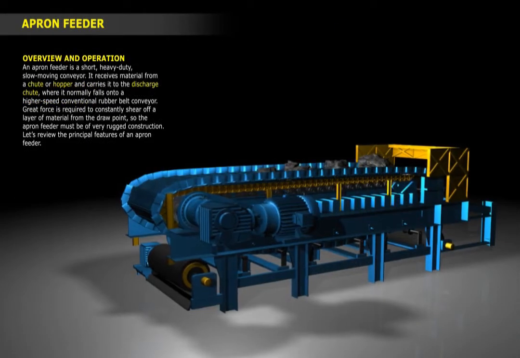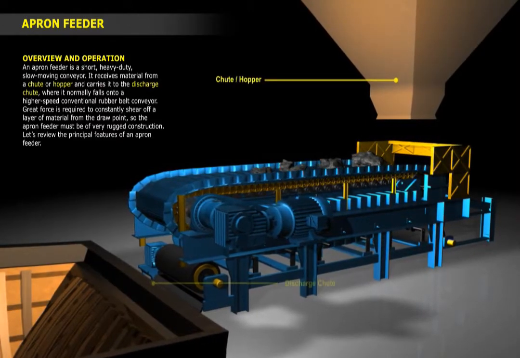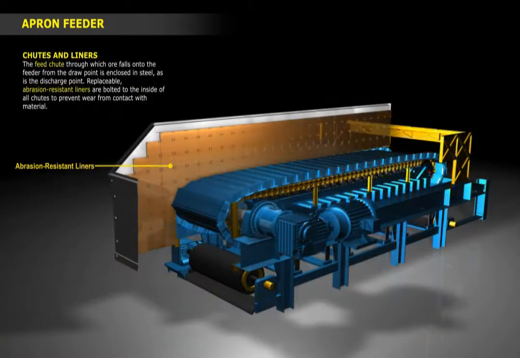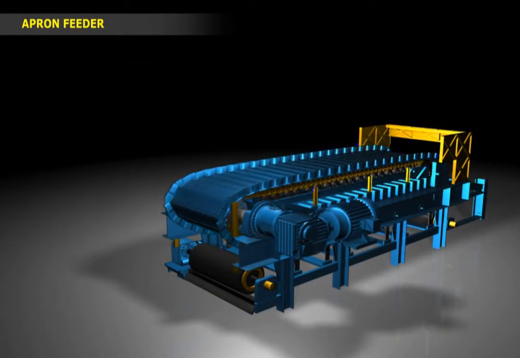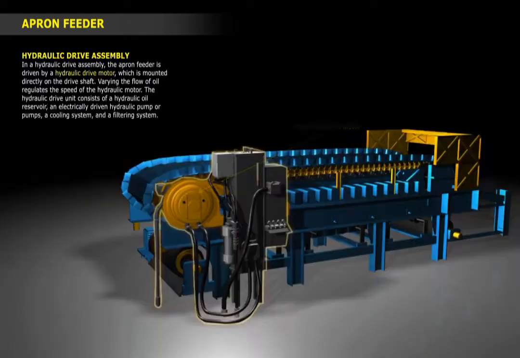We'll also cover the apron feeder, which conveys the crushed ore from the crusher to a downstream discharge conveyor belt. The principle of operation and detailed descriptions of the components of the apron feeder, including the drive chains, pans, rollers, and an electric or hydraulic motor are illustrated.